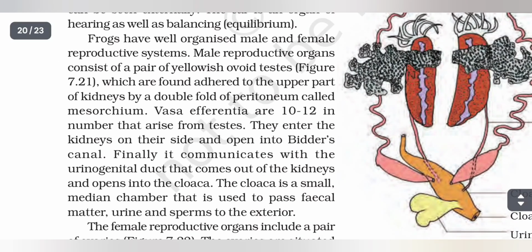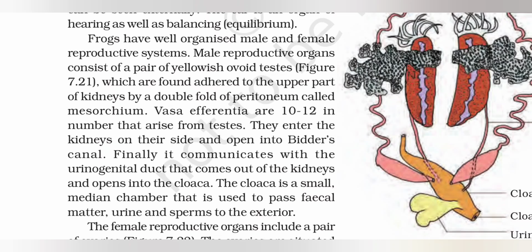Frogs have well organized male and female reproductive systems. Male reproductive organs consist of a pair of yellowish ovoid testes which are found adhered to the upper part of the kidneys by a double fold of peritoneum called mesorchium. Vasa efferentia are 10 to 12 in number that arise from the testes. They enter the kidneys on their side and open into Bidder's canal. Finally, it communicates with the urinogenital duct that comes out of the kidneys and opens into the cloaca.